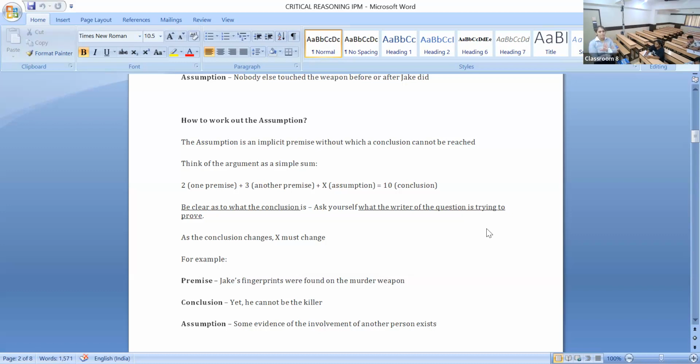She's saying that's an implicit premise, but we cannot reach the conclusion. I cannot still say that he's the killer. So I'm just waiting for that to come out. So that is what your assumption you'll be able to work out.